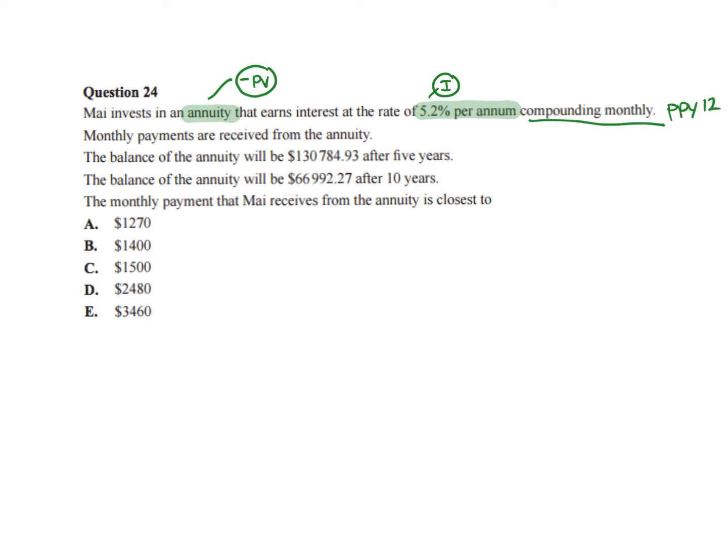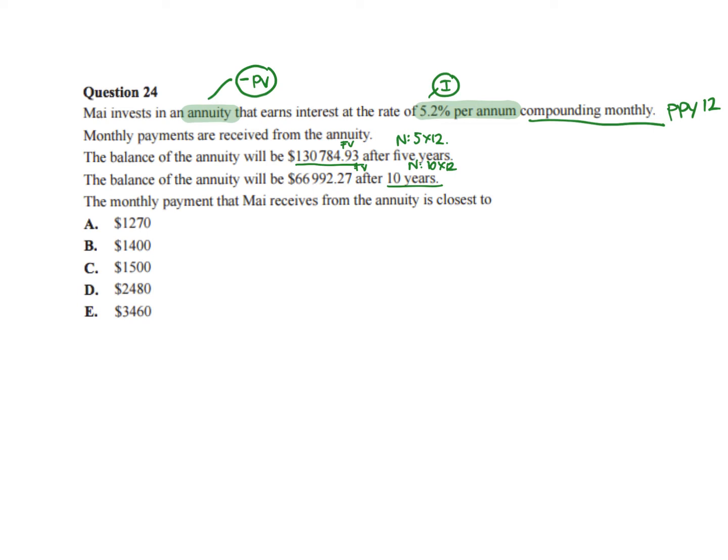The monthly payments are received from the annuity, so they get the annuity, and they've told me the balance of the annuity after 5 years. So they pretty much told me if I had N, it would have been 5 times 12, and this would have been what FV was. And then they said the balance after 10 years, so if I'd done N as 10 times 12, this would have been what the FV was. Okay, so the monthly repayment that they receive.